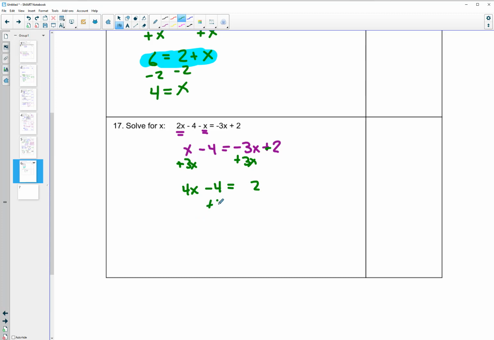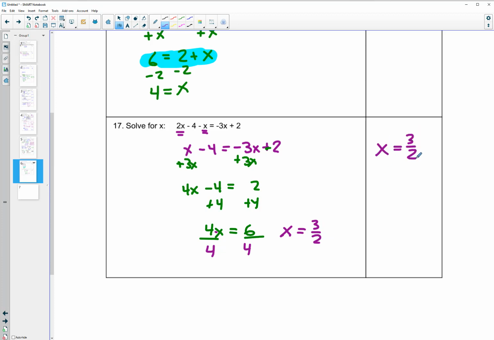Okay, and then I'm going to add 4 to both sides. So I get 4x equals 6, and then I'm going to divide both sides by 4. Inverse of multiplying by 4 is to divide by 4. So finally, x equals 6 over 4, which reduces to 3 over 2.